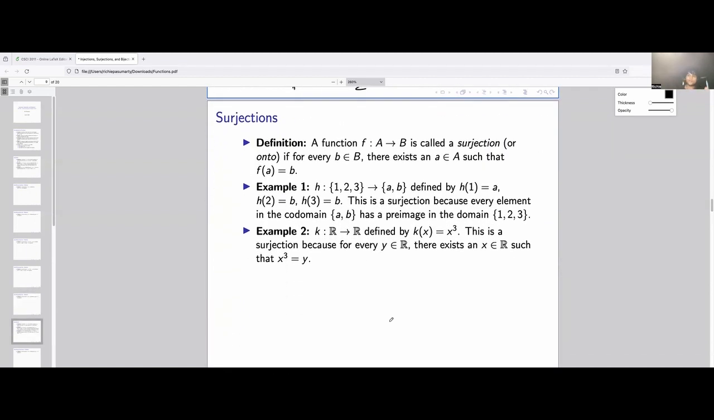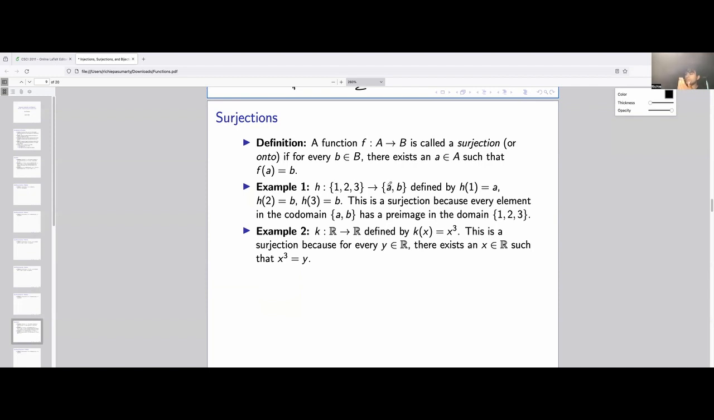All right, so now let's talk about what a surjection is. A function f is called a surjection, or onto. A function f is onto, it is surjective, if for every output value, I can find something in my domain which maps to it. Or in particular, for every element in my codomain, I can find something which maps to it in my input.